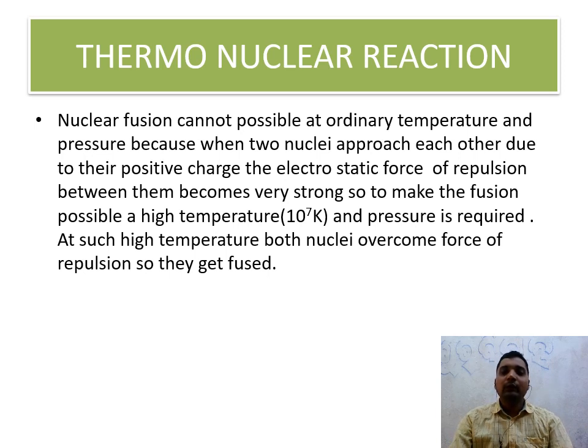To overcome that electrostatic force of repulsion, we need a very high temperature, nearly 10 to the power 7 Kelvin. That means extremely high pressure and extremely high temperature are required. In normal conditions, fusion is not possible. At such high temperature, both nuclei overcome the force of repulsion, and then they fuse and combine. That's why nuclear fusion is called a thermonuclear reaction, because it is possible only at very high temperature.